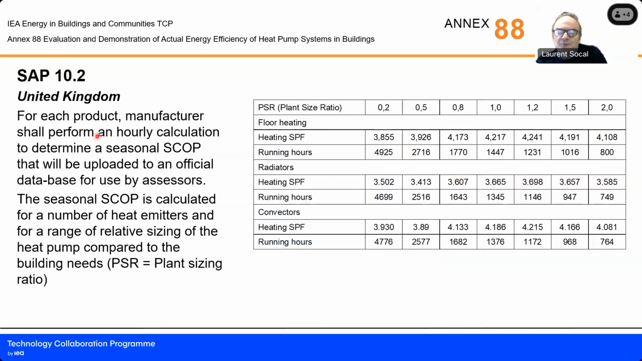The United Kingdom uses another approach. They pre-calculate the seasonal COP according to a plant size ratio, which is an indication of whether your heat pump is oversized or downsized or undersized compared to your system. So you just estimate your plant size ratio and then take into account if it is floor heating, radiators, convectors, and you select your seasonal performance factor. It's actually a seasonal calculation in this case. Here you have another example of simplification and bearing a lot of assumptions.